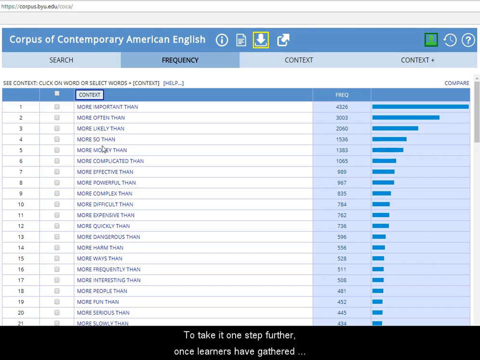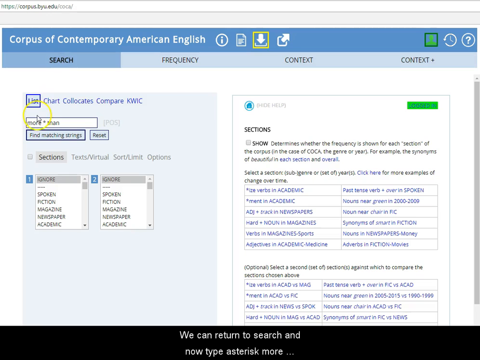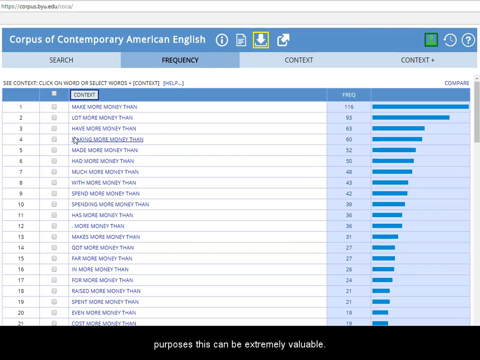To take it one step further, once learners have gathered some examples with different parts of speech, they can explore more of the structure related to comparatives, namely, what precedes more money than, for example. We can return to search and now type asterisk more money than in the search box to produce make more money than, lot more money than, much more money than, etc. For awareness raising purposes, this can be extremely valuable.